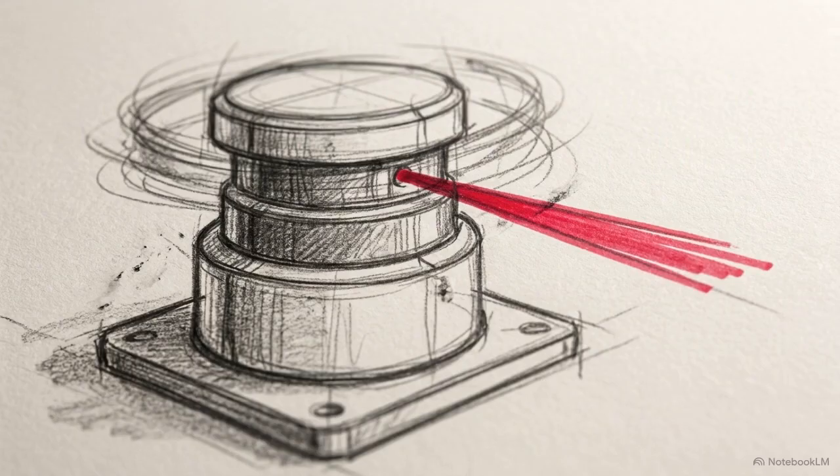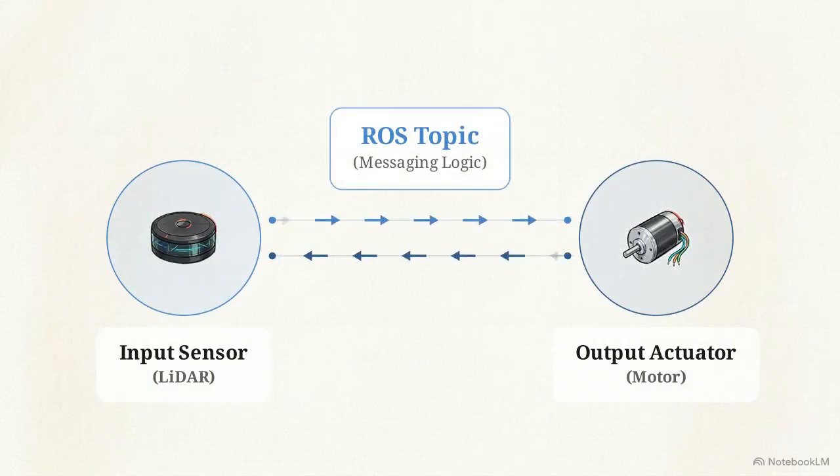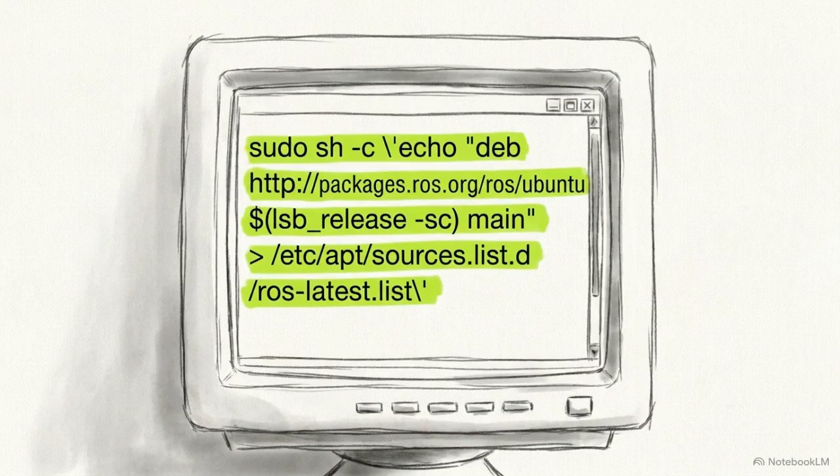Whether you are reading from a laser scanner or sending commands to a motor, you will use this same messaging logic to make those components talk to one another. Step 1 is getting the software onto your machine. Open your Ubuntu terminal and run the command to add the official ROS Noetic repository to your system's package sources.